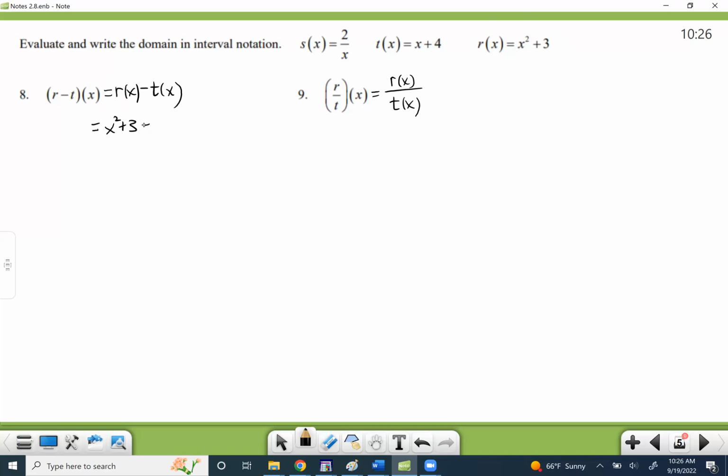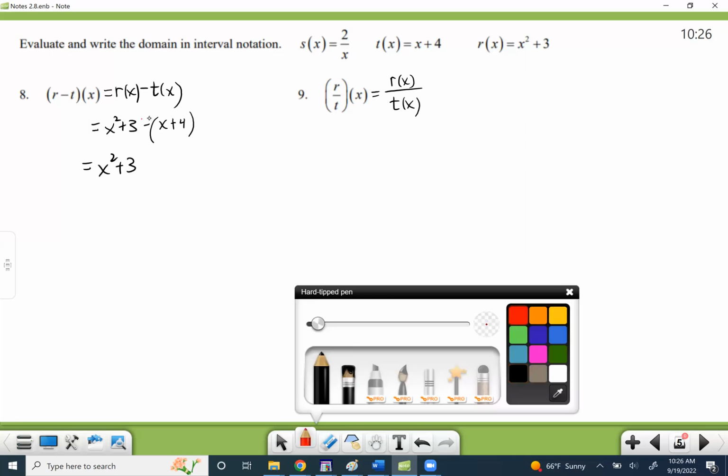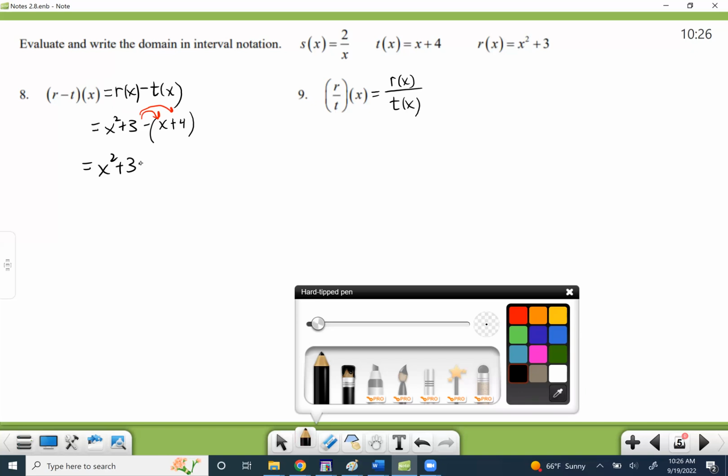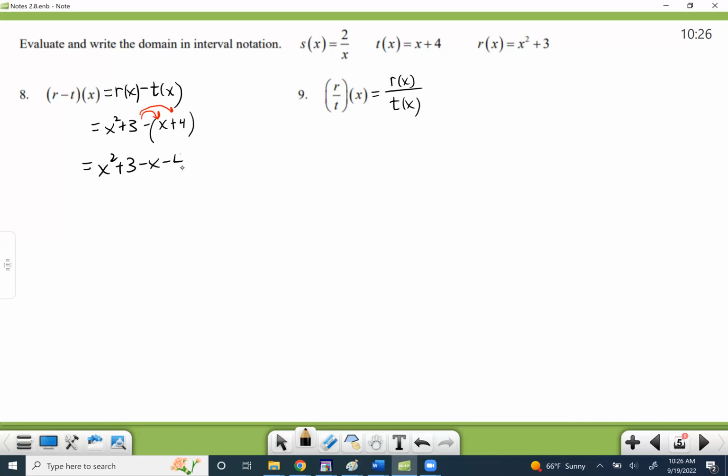Now, it's very important that you use parentheses when you are substituting in, especially the second function, because now we're subtracting away t of x, which is x plus 4. I need parentheses or else I will have the wrong sign on the 4, because you can see that we're going to have x squared plus 3, but when I distribute that negative, it's going to change that plus 4 to a minus 4, you guys. So it's so incredibly important that you remember to put those parentheses.